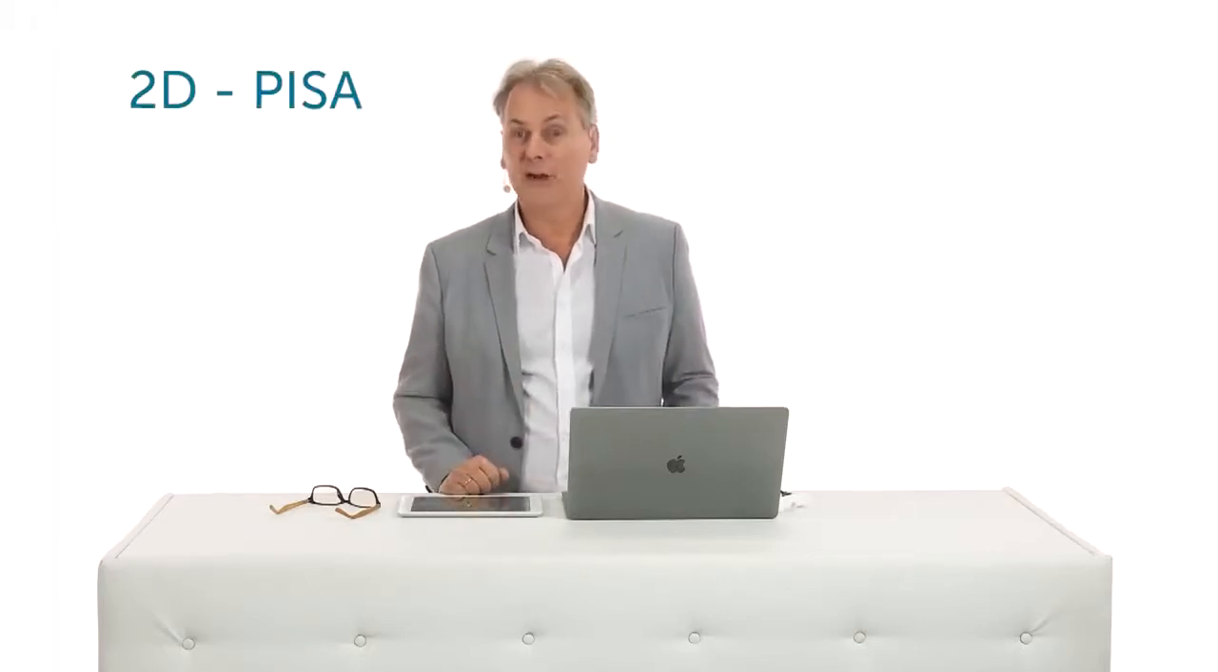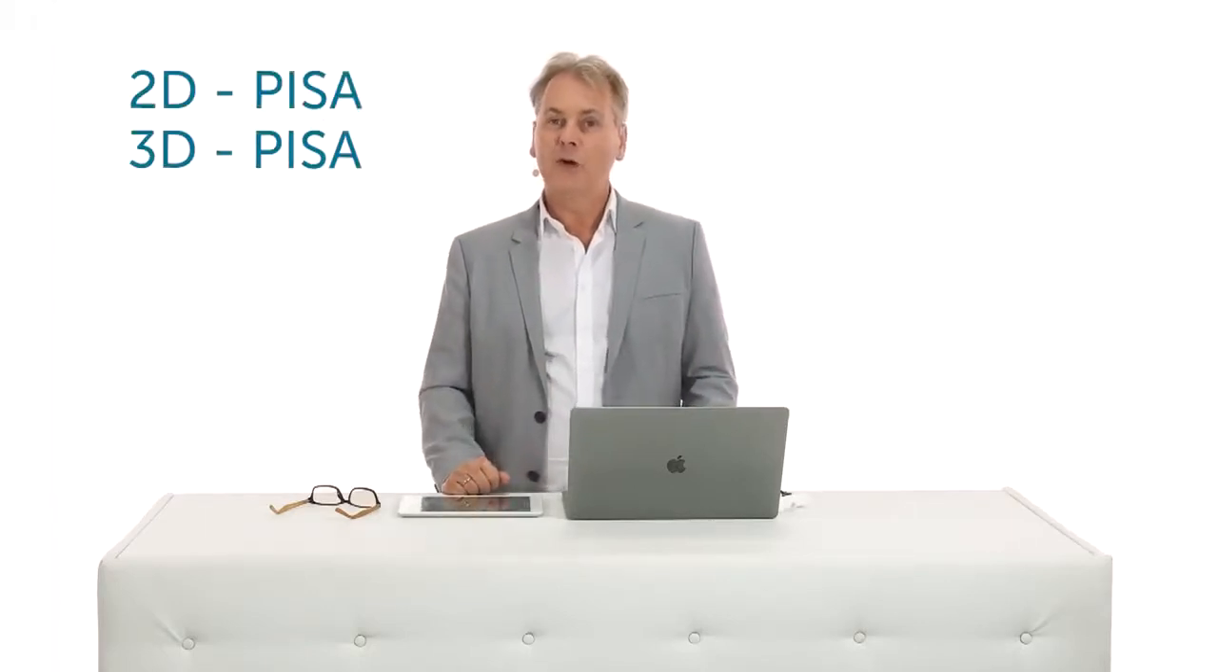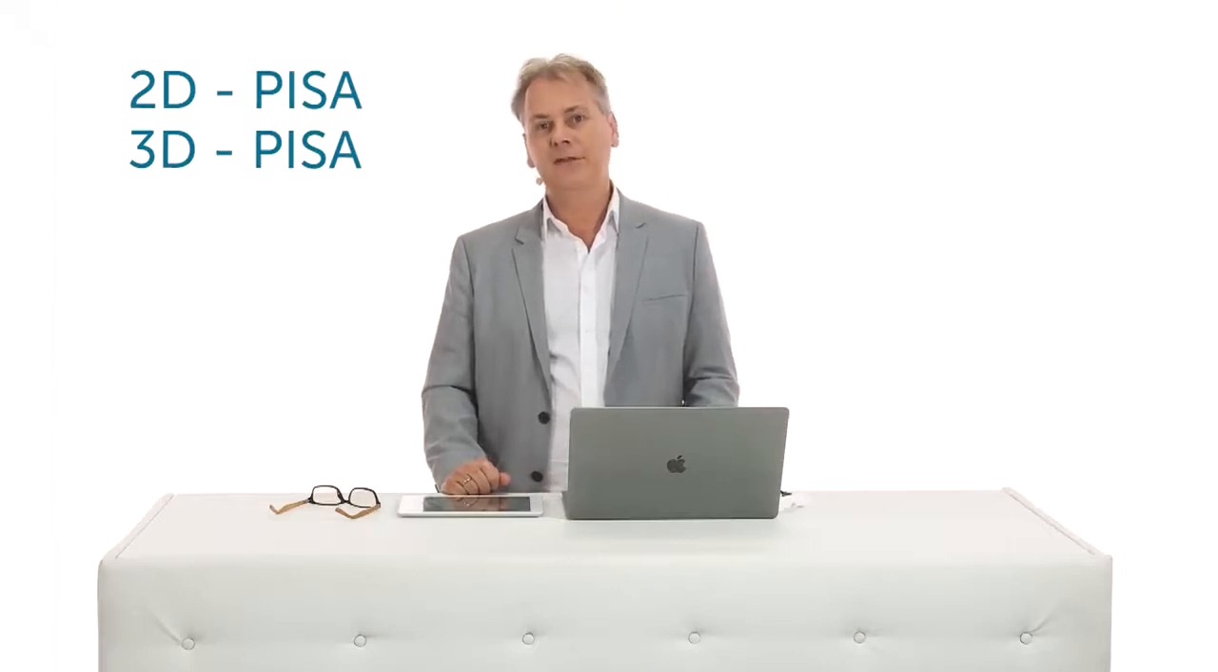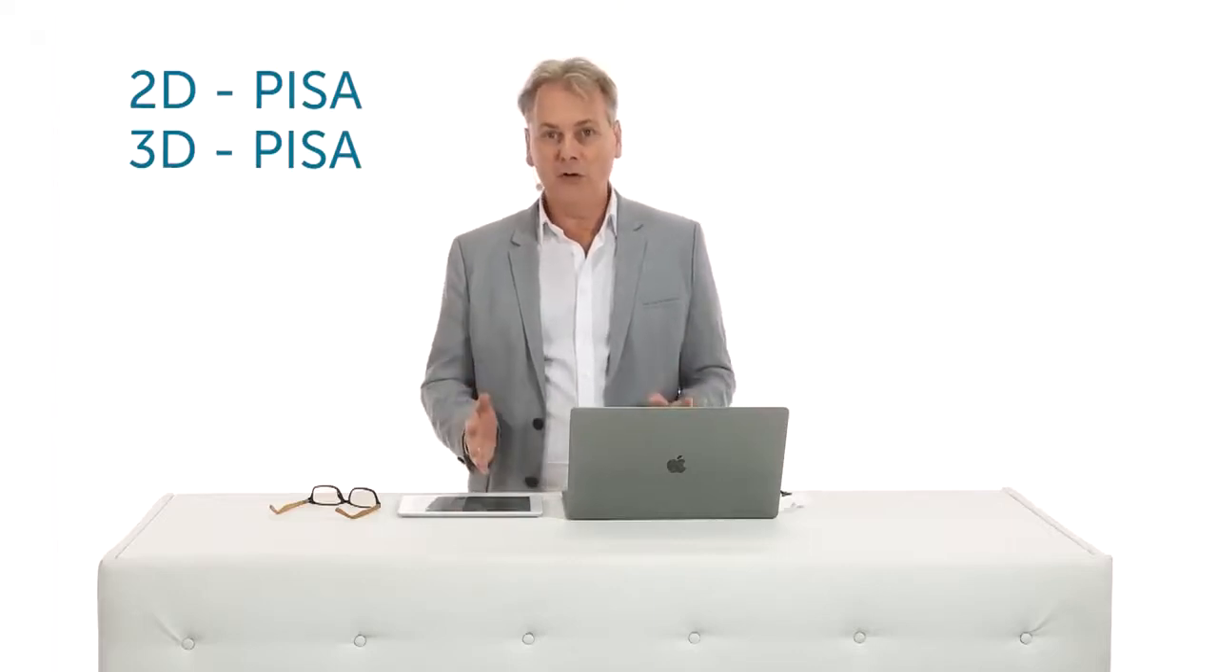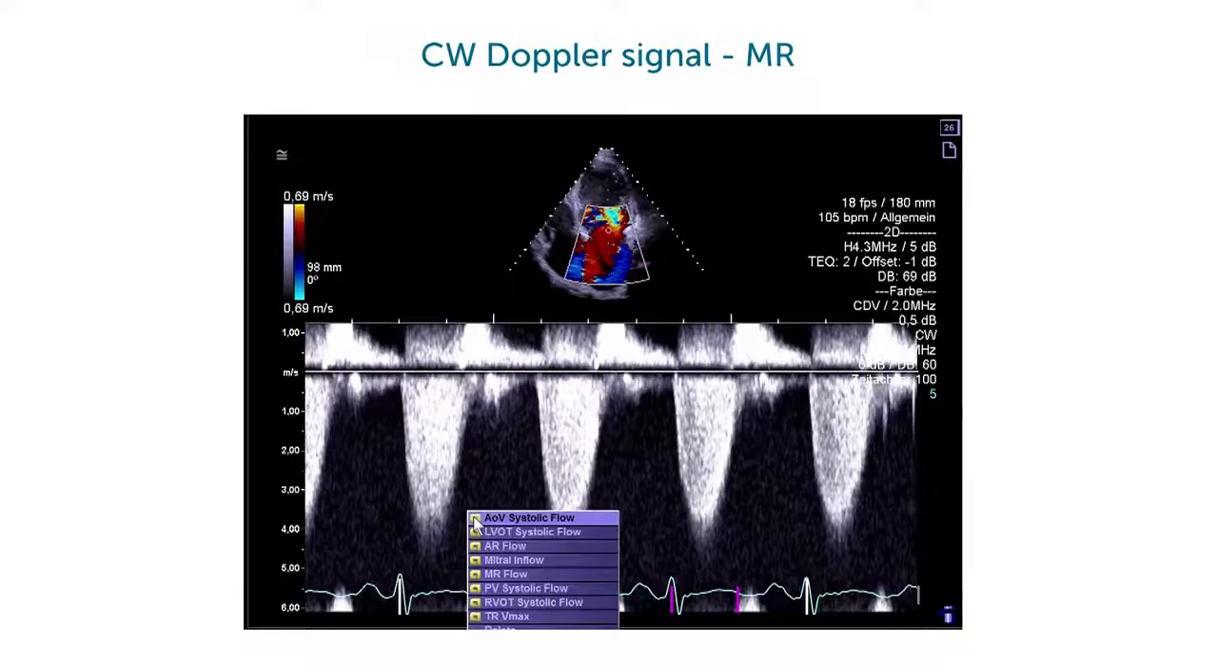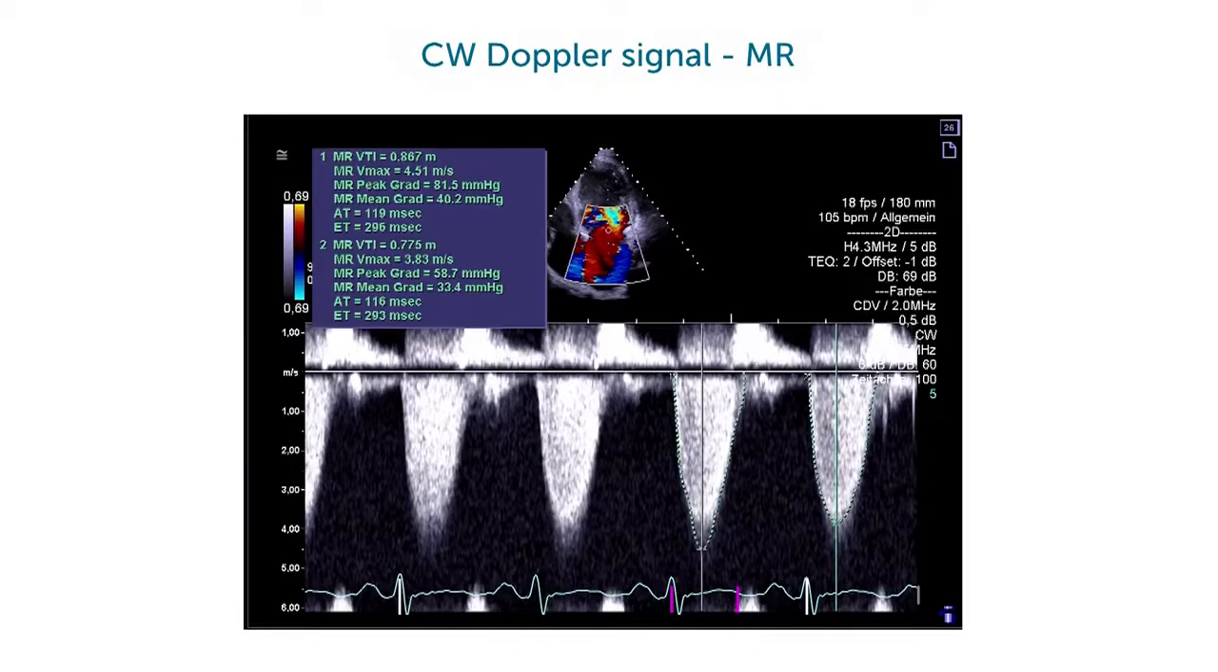The question, however, is how severe is mitral regurgitation really? Can we actually perform some form of calculation that allows us to tell us? We have the PISA method, and many of you are aware that there is a 2D PISA method and also a 3D PISA method. So what do we need to perform the PISA calculations? We need to look at the flow across the mitral valve, and this can actually be done automatically. Here you see the measurement that has been performed, and automatically we get the velocity time integral of mitral regurgitation.